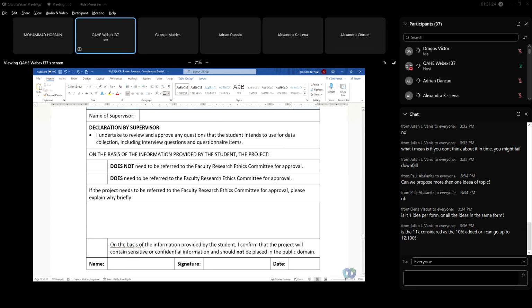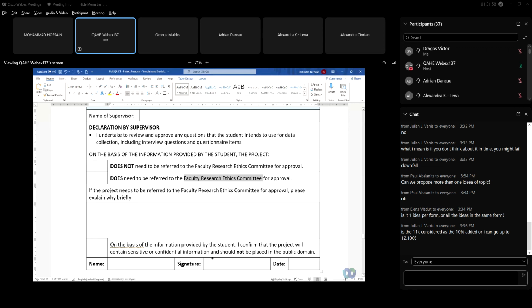And you can see here, on the basis of the information provided by the student, the project does not need to be referred to the Faculty Research Ethics Committee for approval, or does need to be referred. What that means is that if your supervisor ticks in there, you're okay to start. If your supervisor ticks in there, you have to wait until the Faculty Research Ethics Committee looks at what you intend to do, and you have to wait for their approval if they give you their approval, right?